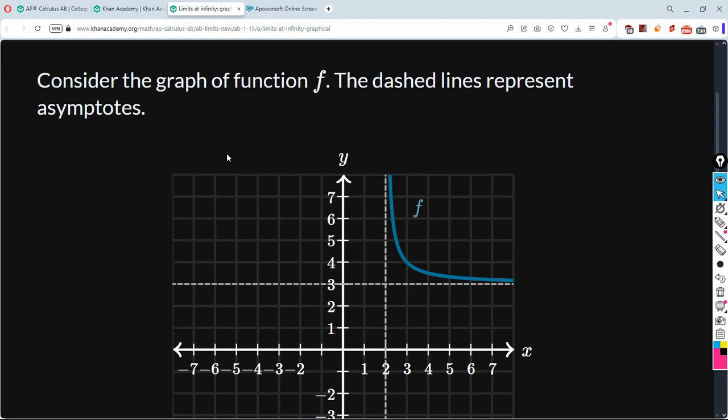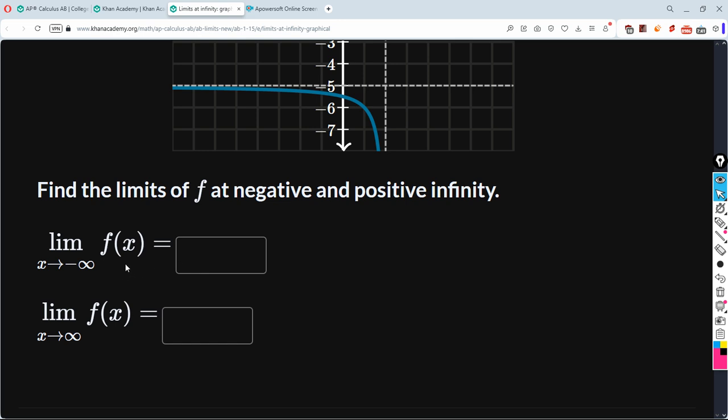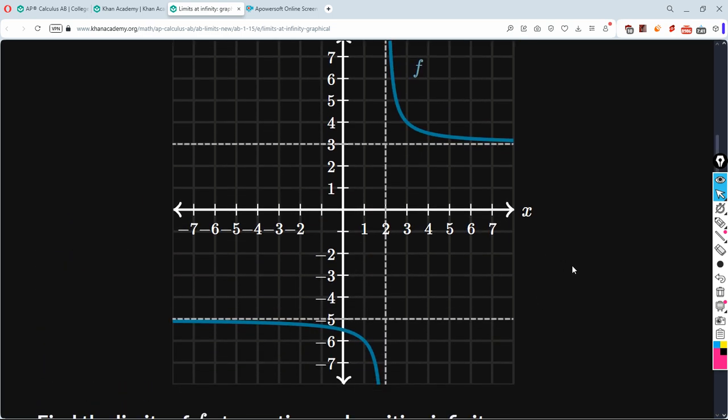All right, so here we have the function f. Dashed lines are asymptotes. So we want to find the limit as x approaches negative infinity and x approaches positive infinity. Pretty simple, just like the first problem. In this direction here, that's positive infinity, and in this direction here, that's negative infinity. If we follow the graph to positive infinity, that's to the right, we can see the asymptote. That's y equals 3.